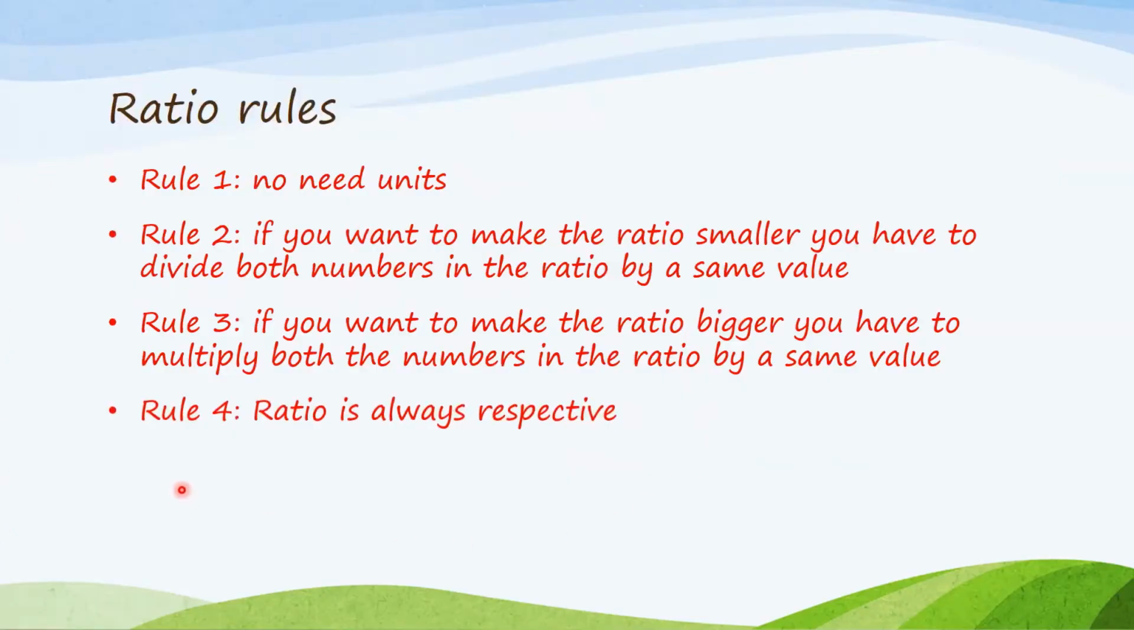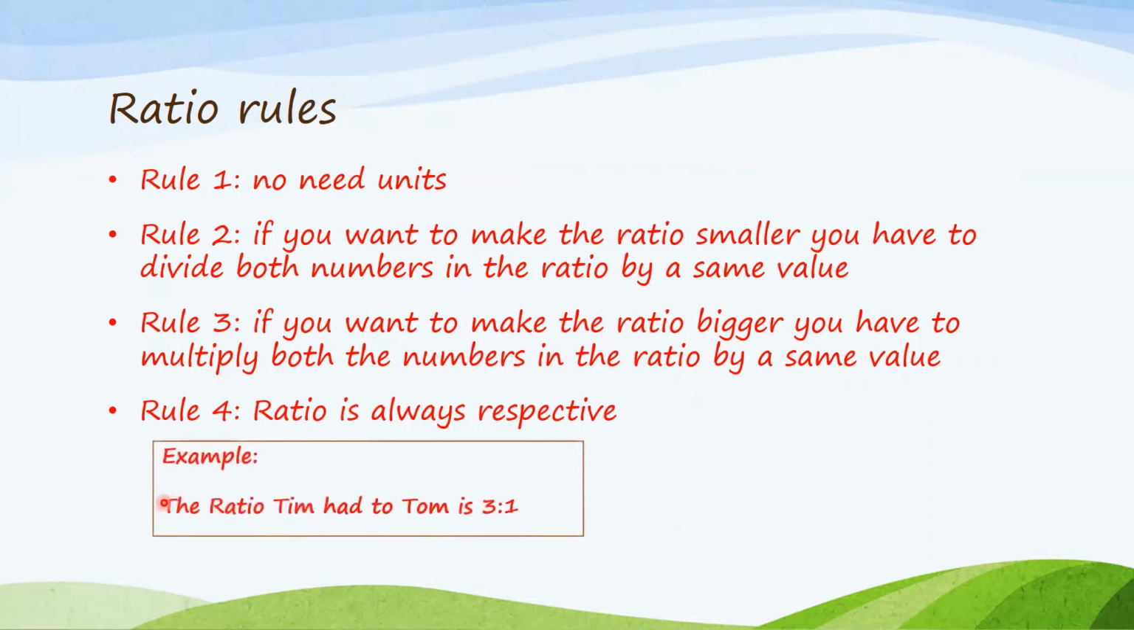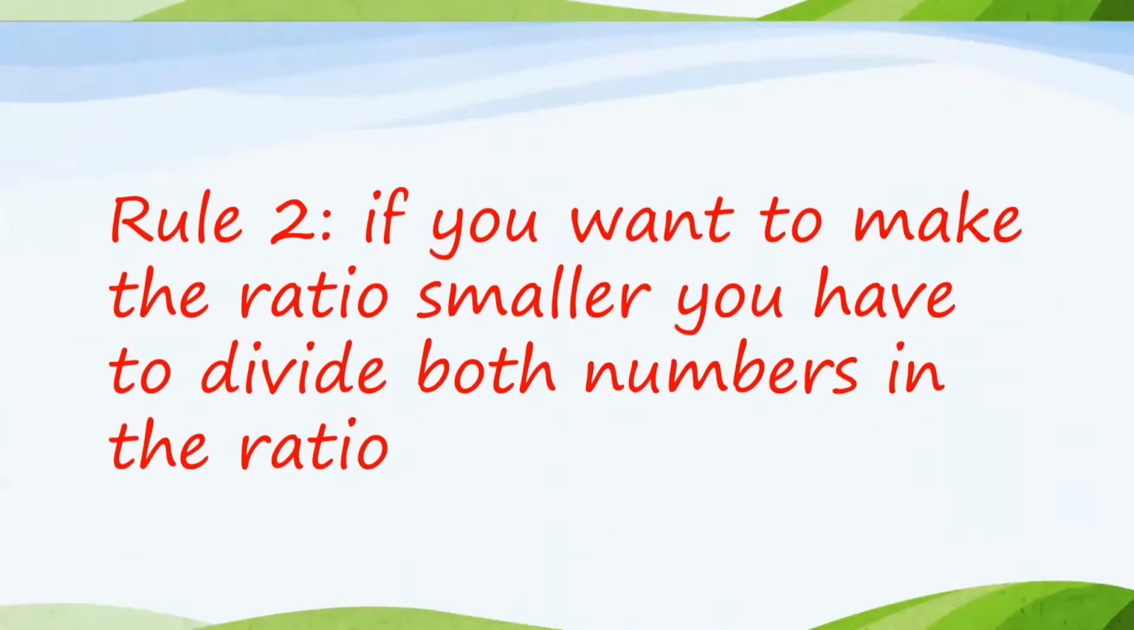Rule number 4, ratio is always respective. For example, the ratio Tim to Tom is 3:1. The Tim refers to the 3, the Tom refers to the 1. So that's what I mean by the ratio is always respective.